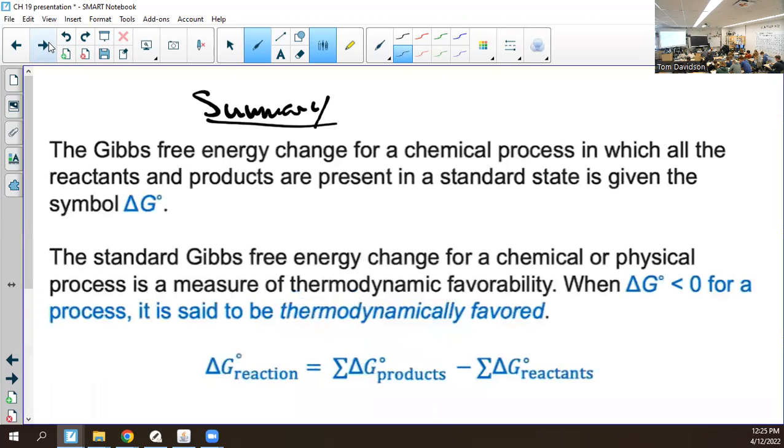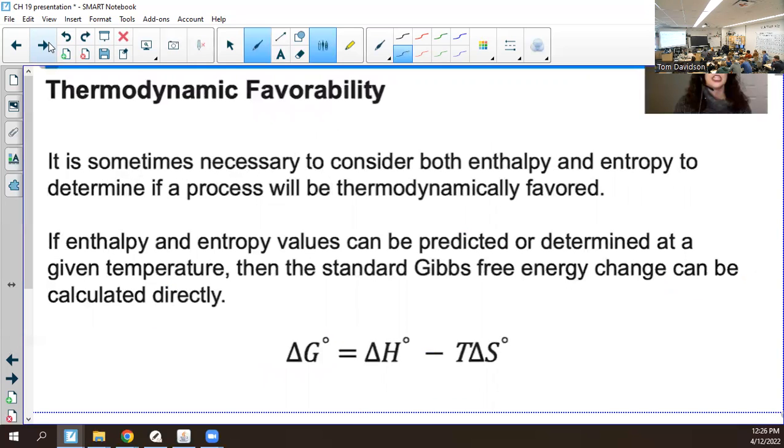All right, summary here. And really for Gibbs, this is like half of it, and then there's the more confusing half coming up. The Gibbs free energy change for a chemical process in which all the reactants or products are present in standard states gives the delta G naught. The standard Gibbs free energy change for a chemical or physical process is measured with that. If G is negative for a process, it is said to be thermodynamically favored, which means it's spontaneous, or it's going to happen without outside intervention. Okay. All right. Thermodynamically favored.